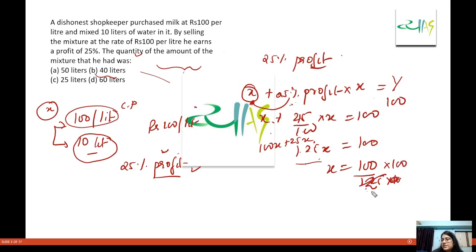Now obviously we know 25 5 times is 125, so 25 4 times is 100. You get this as 20, 25 times is 100. So the cost price you are getting is 80.